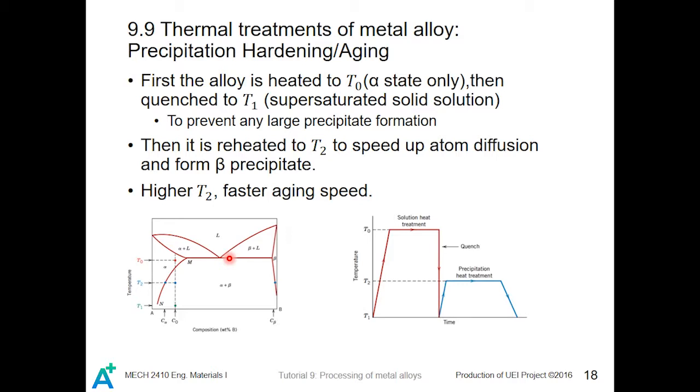First, the alloy is heated to T0, which has only one solid state, the alpha state only. T0 is here, the red dot. Then it is quickly quenched to T1. When quickly quenched, the temperature drop rate will be very rapid.